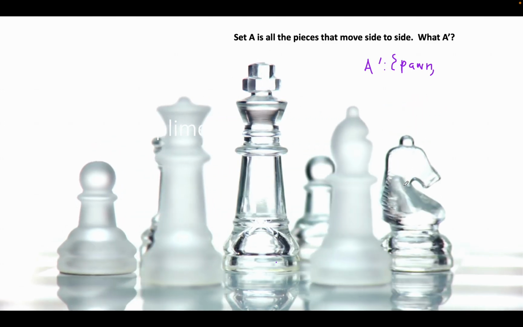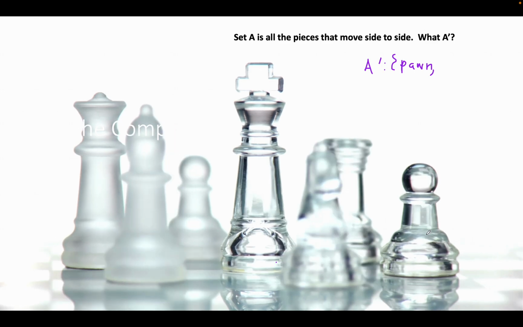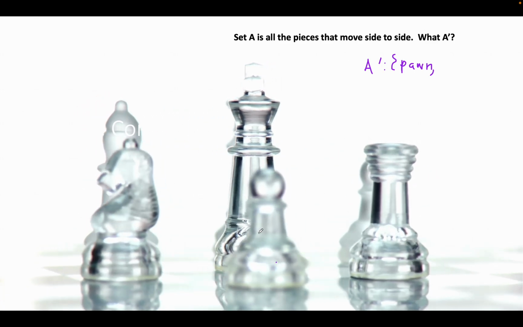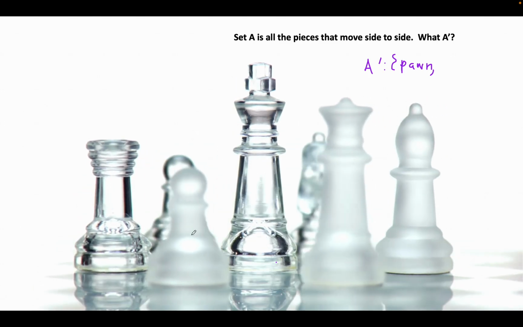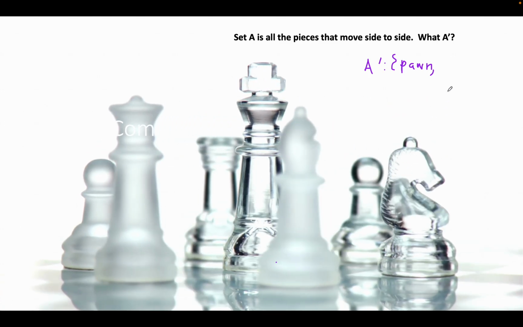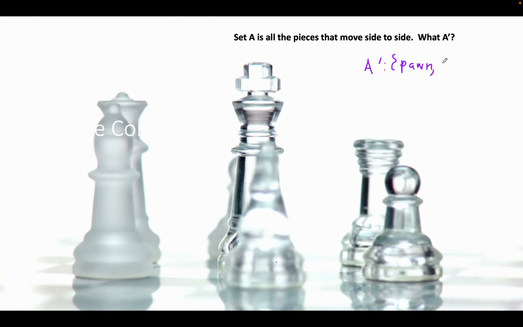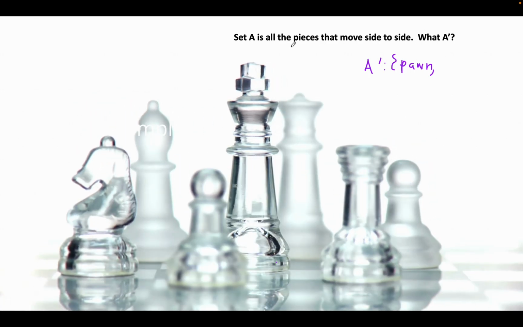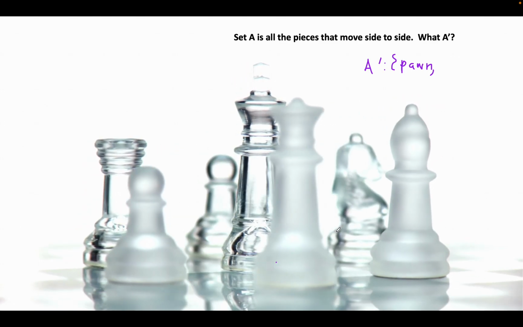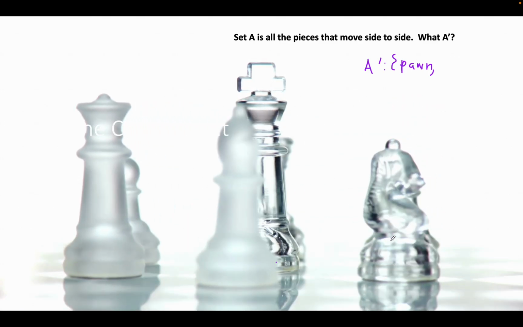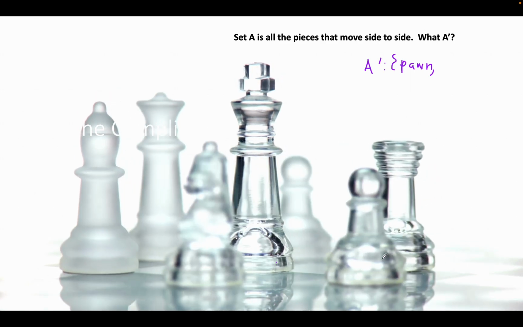Okay, and then the last one, nope, it's not the last one, I'm sorry. It's another pawn. We're going to skip that one because we already decided pawn is part of this set. What about the rook? That's the castle. Does the rook move side to side? Yes. Uh-oh, I did this wrong. Hold on, we got to go back. Start with the pawn again.